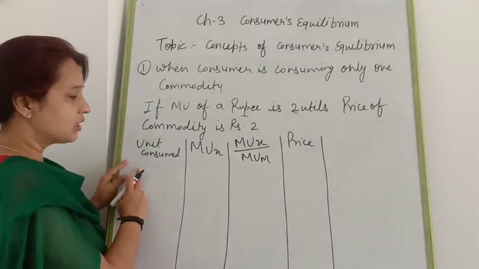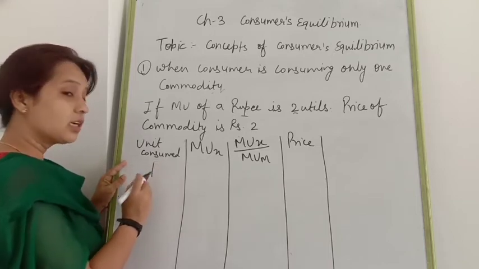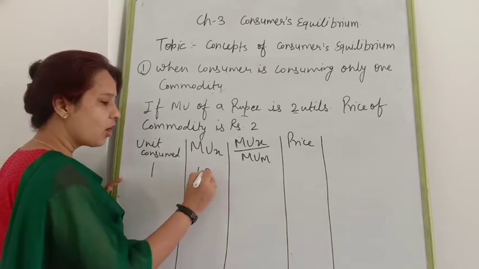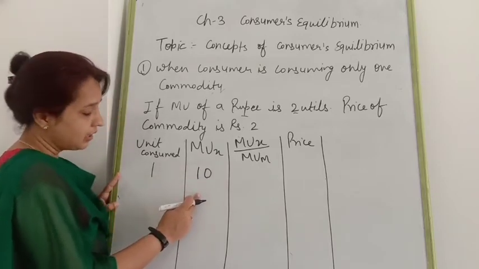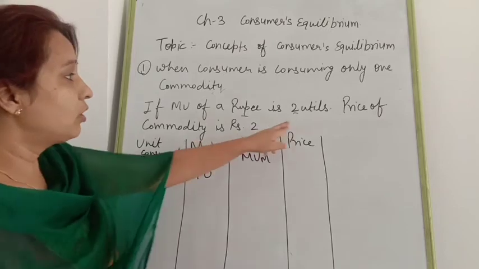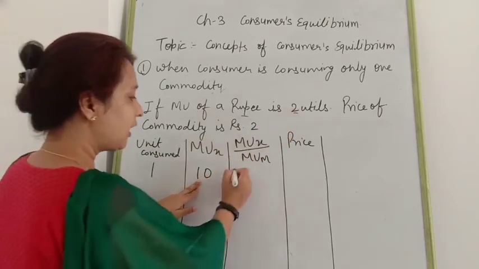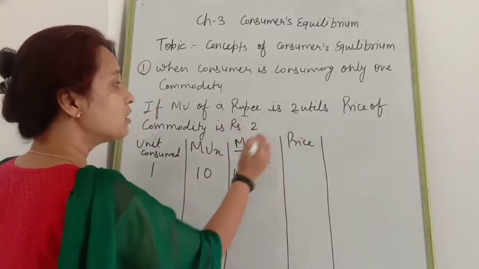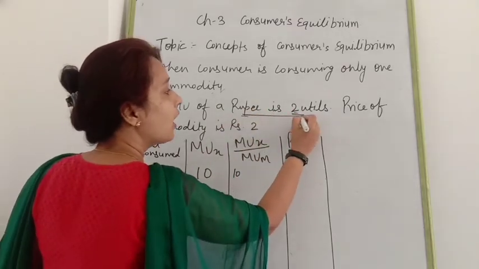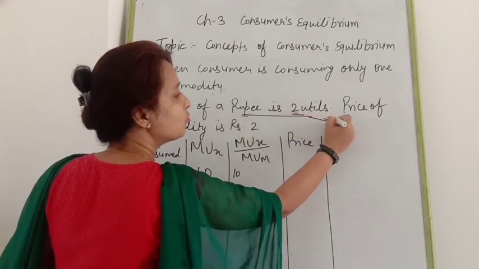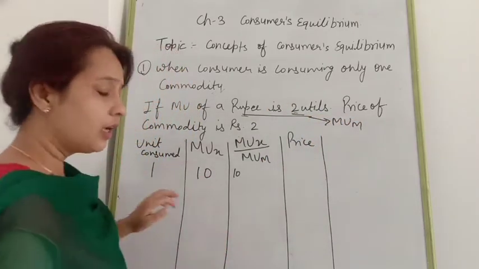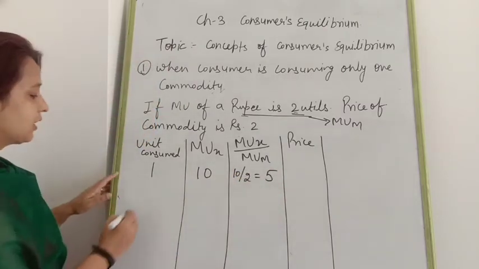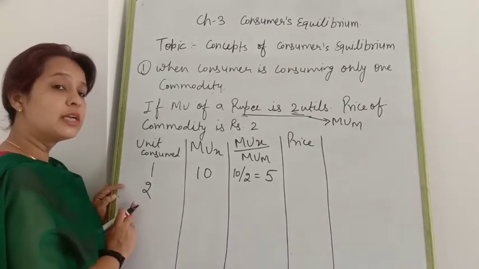First of all, units consumed. Suppose a consumer has consumed the first unit, from consumption of the first unit he has got how much satisfaction, that is 10. Clear? From 10, all of you know the MUX, that is given 10, divided by 2, the MUM. The rupee value is 2 utils, that is known as the MUM. Divided by 2, how much will it be? 5. Clear? Second, suppose he is going to consume the second unit.